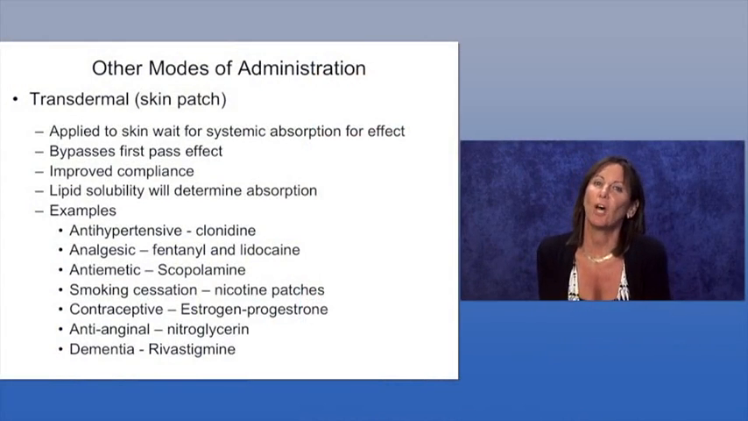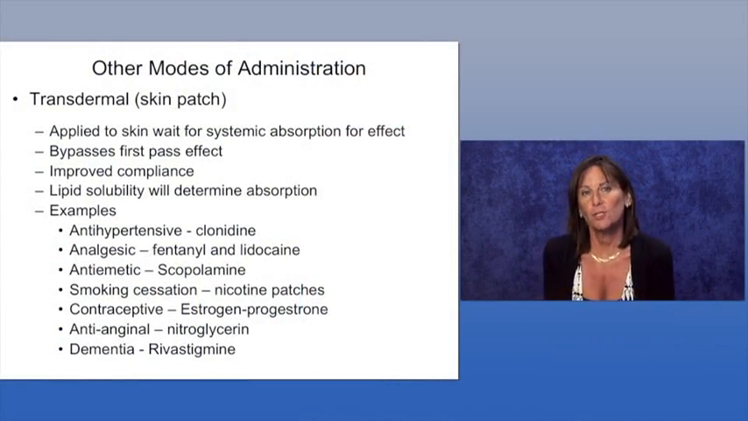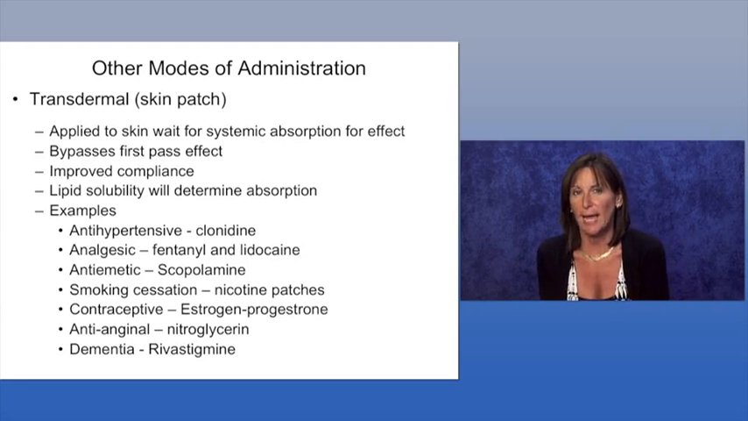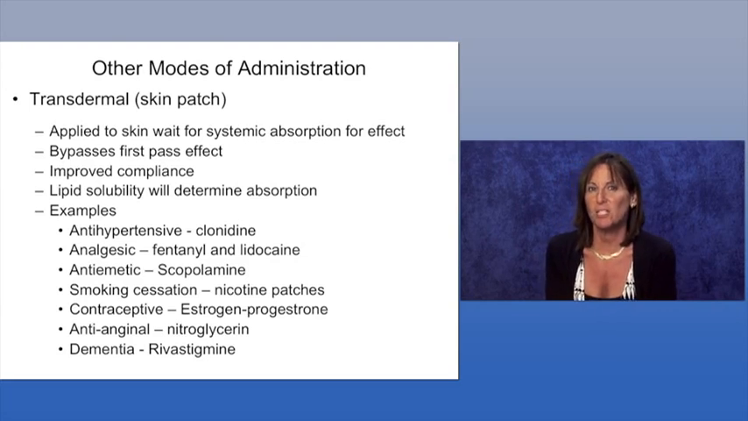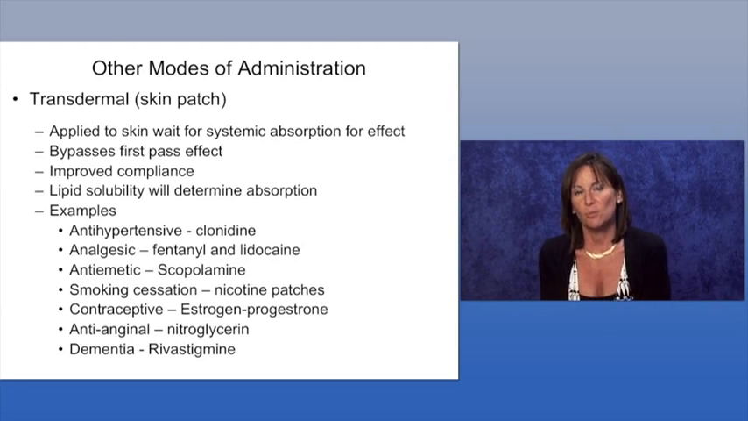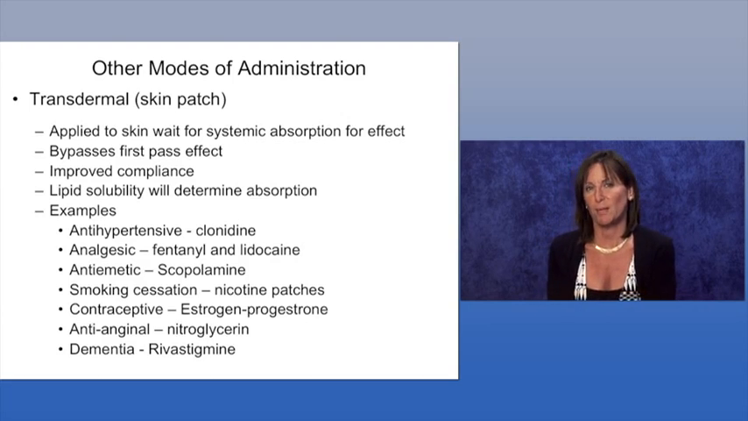Now we have a host of other modes of administration, and these are growing in popularity. First of all, transdermal. This is the concept of using a skin patch, where you apply the patch which contains the active moiety, the drug, embedded within the center of the patch, which is usually contained with a different substance. It's applied to the skin, and the drug is slowly absorbed across the dermis, across that layer of the skin, to gain access to the systemic circulation. So it again bypasses the first pass effect. There is the real benefit of improved compliance.